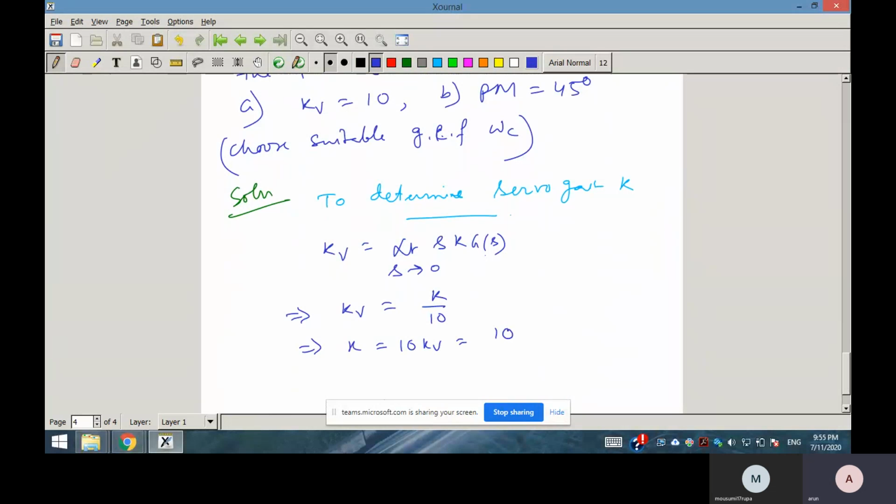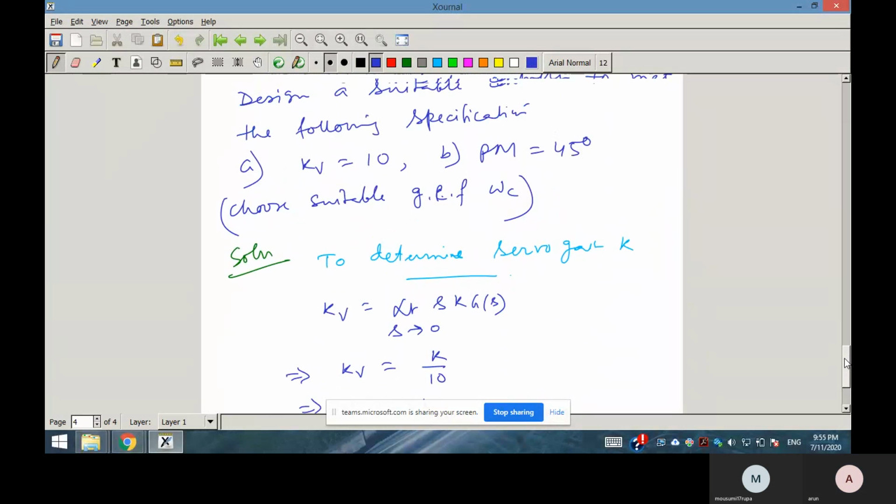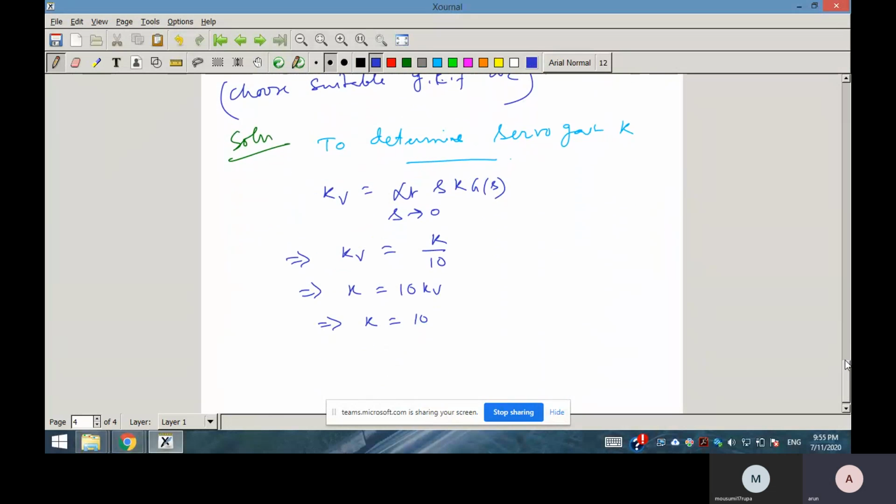So this implies K will be equal to 10 into Kv. Okay, so I'll write in the next line. This implies your K will be equal to 10 into Kv, and Kv is how much? Kv is 10. So 10 into 50, this will be 500.